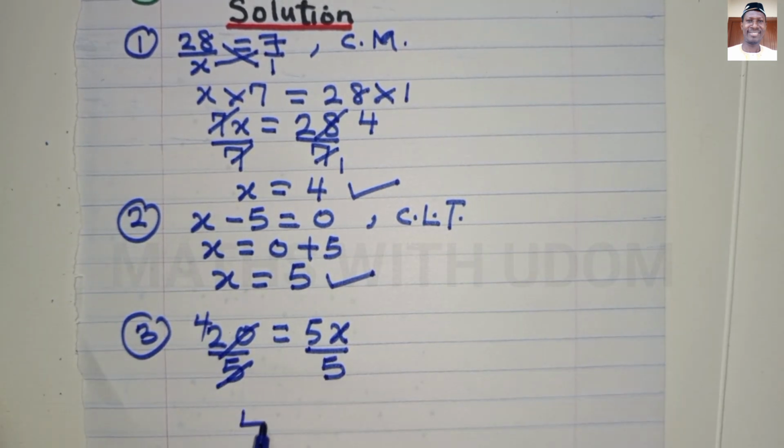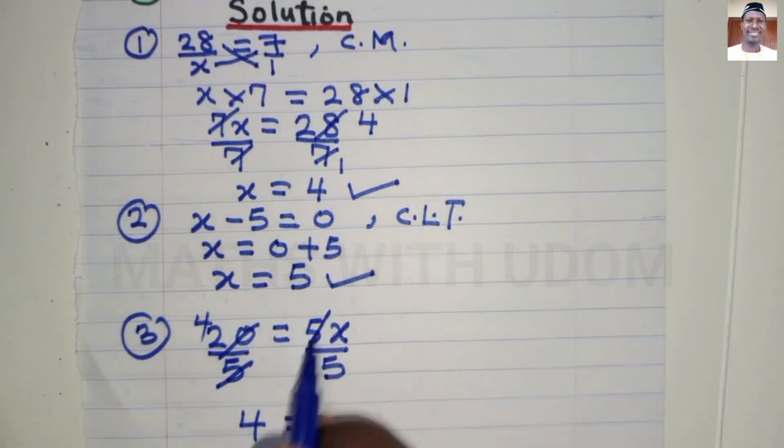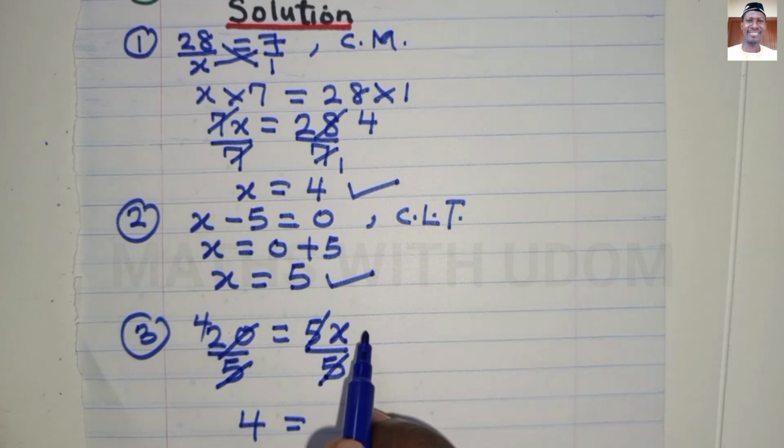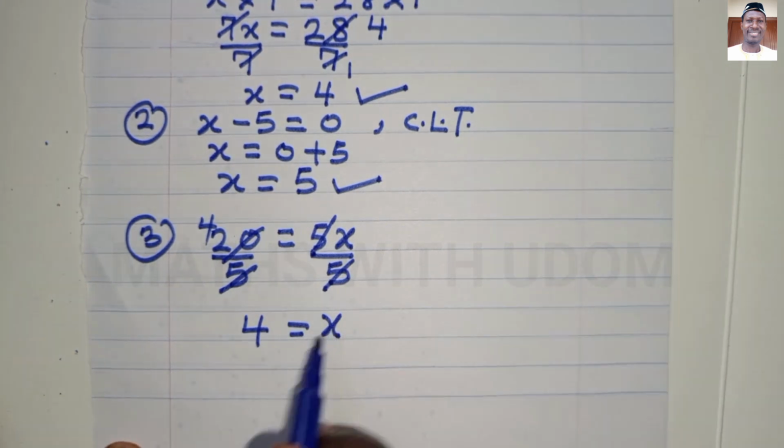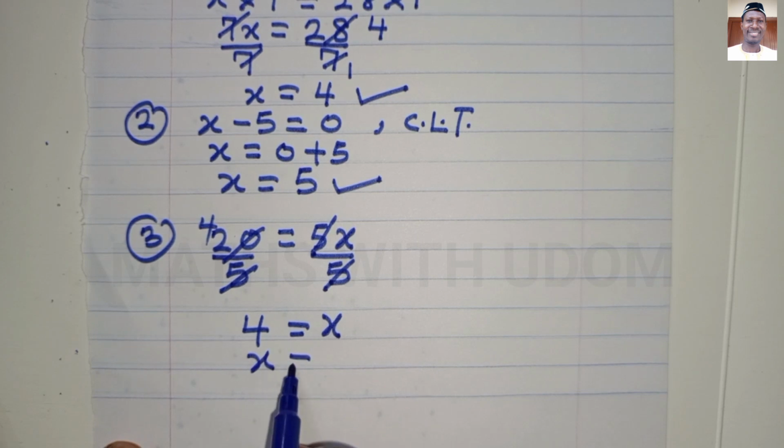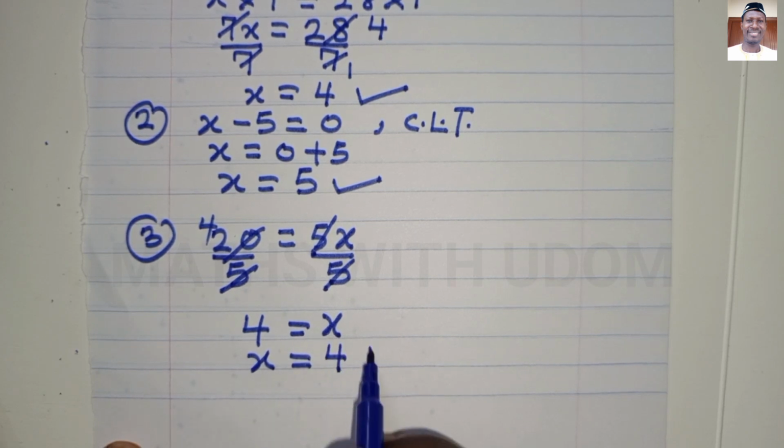So we have 4 is equal to 5 divided by 5, you have our x. We cannot leave the answer like this because the unknown is always on the left-hand side. If 4 is equal to x, then x is also equal to 4. So this is the correct answer.